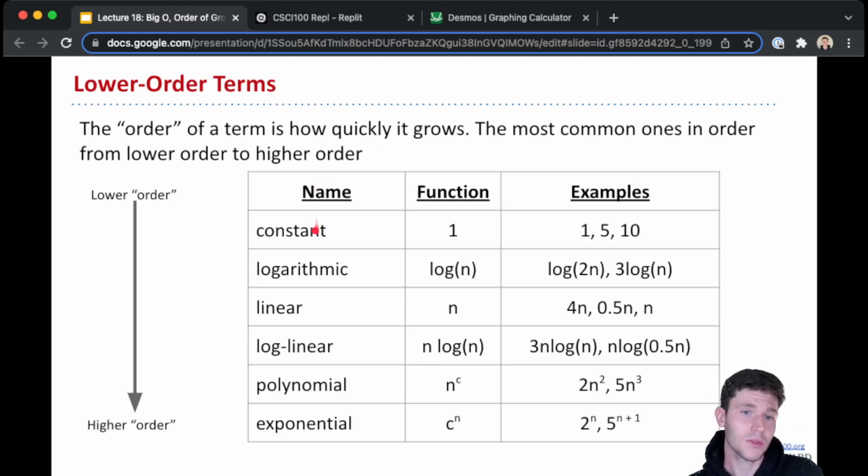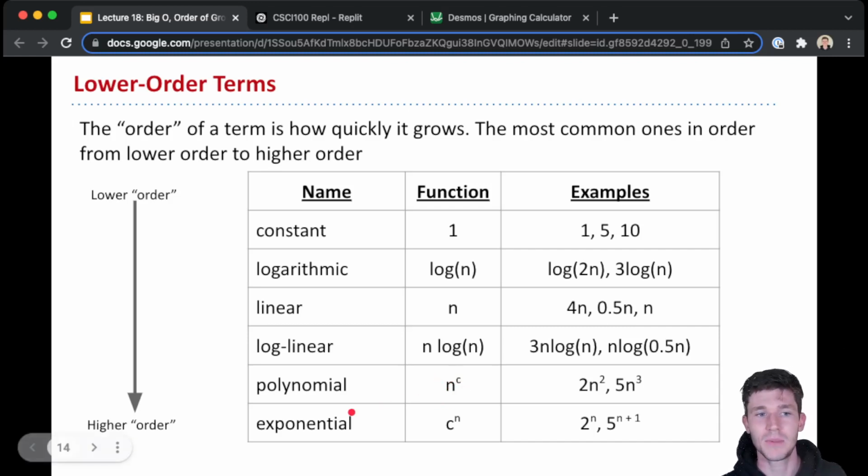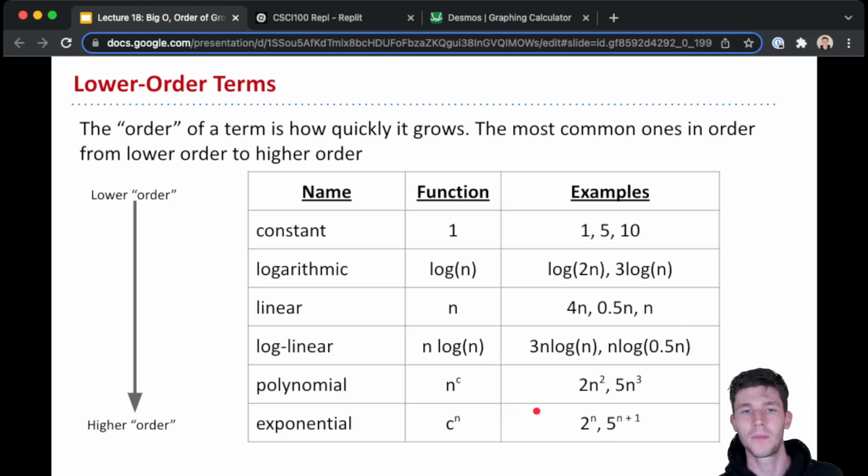And so our orders are actually probably a little bit used to this intuitively. So of course, the smallest thing is constant. And so that's the quickest thing to get dropped, because no matter how big our input gets, this is always constant. So we have constant, which is just 1. Logarithmic, which is log n. Linear is n. Log linear, n log n. Polynomial is n to the c, where c is some constant. So n squared, n cubed, n to the 4th is polynomial. And finally, exponential is the highest order, and it's where you have some constant to the power of n. So like 2 to the n, or 5 to the n plus 1.